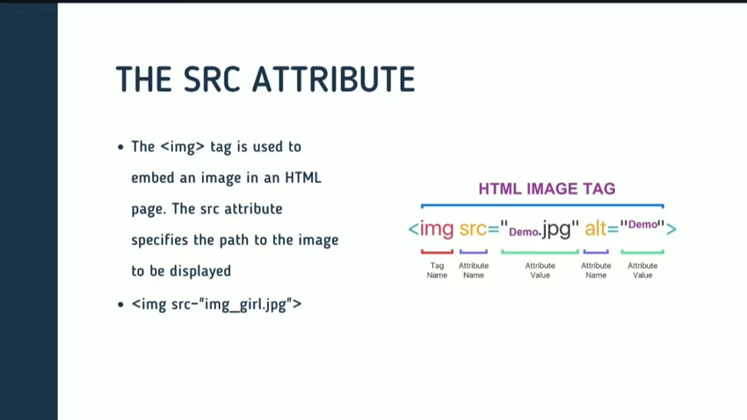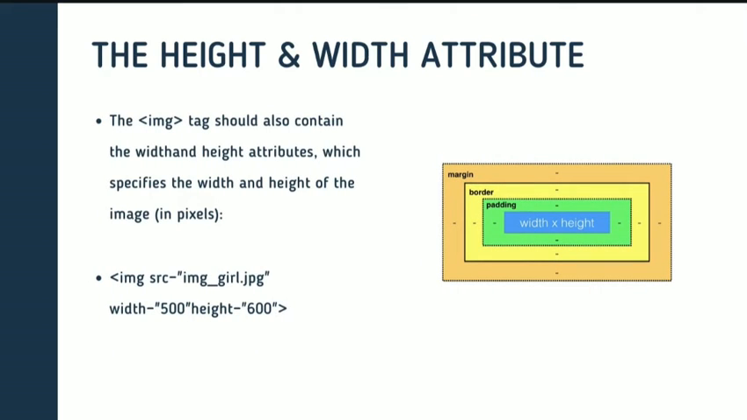Next, guys, we have the source attribute, and the source attribute is used in the image tag, and the image tag is used to embed an image in an HTML document. And just like the href attribute points to the URL where we want to be directed to, the source attribute also specifies the path to the image to be displayed, and we use it this way. We have the image tag, then we have the attribute name, the source attribute, the attribute value, demo.jpg. JPG is an image format. Then we have another attribute here, which is the alt attribute, and we're going to cover this as we move on in this video. So next we have the height and width attribute.